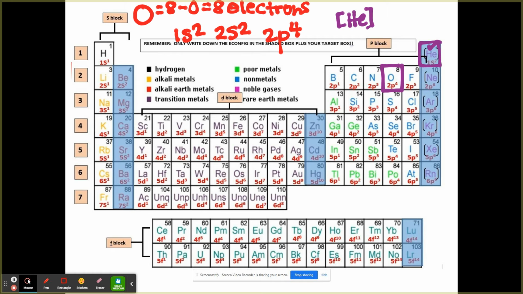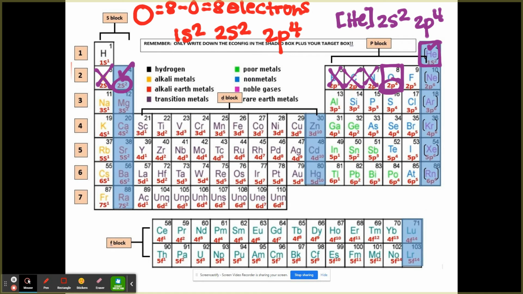You just move on until you get to oxygen, box number 8, and do exactly the same thing you did before. If it's unshaded, you don't write it. If it's shaded, you do. So box number 3, do you write it? No. 4, yes. Therefore, I have to write down 2s2. 5, no. 6, no. 7, no. 8, yes. 2p4. And that's my noble gas configuration right there.